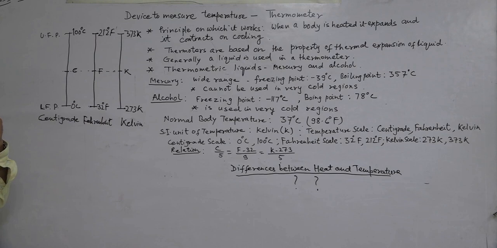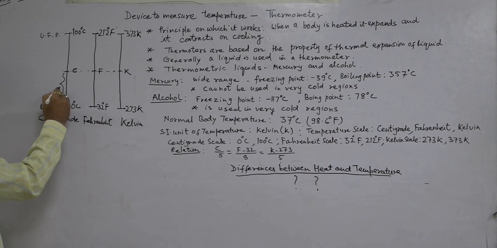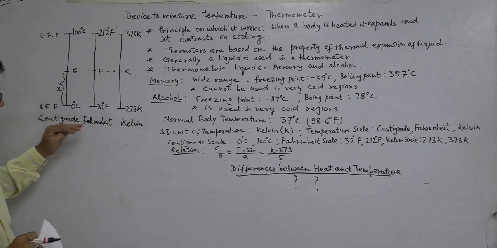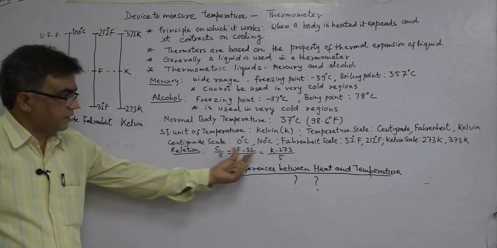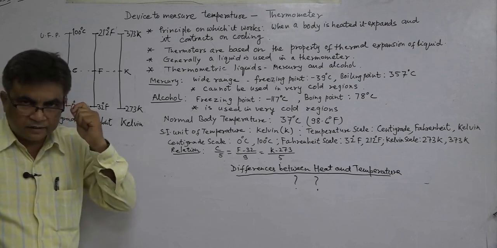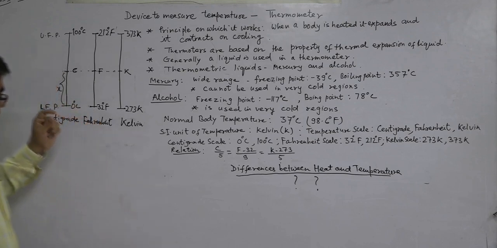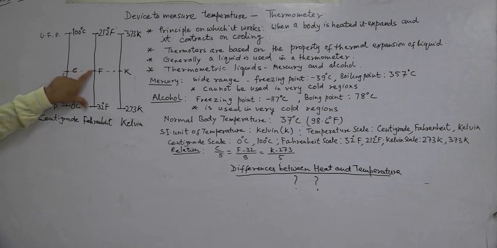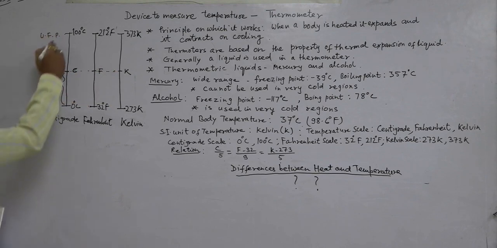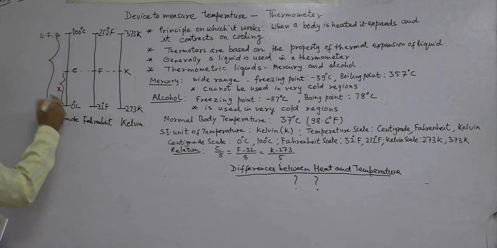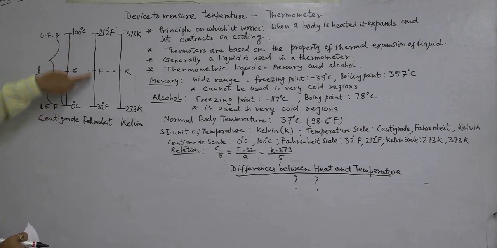Now suppose this length is X. What I am going to do right now is explain how this relation has come, so that there shouldn't be any confusion. Suppose this length is X, that means this length is also X, this length is also X, and from the lower fixed point to the upper fixed point, suppose this is your L. So for this also, from here to here L, from here to here L.